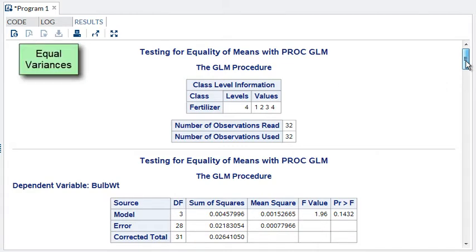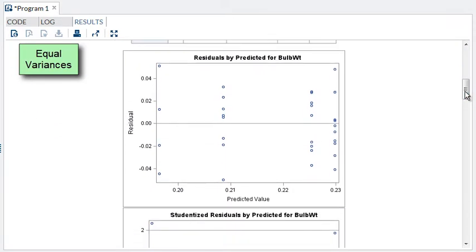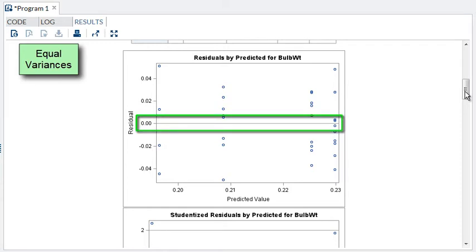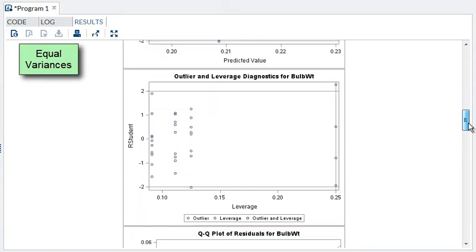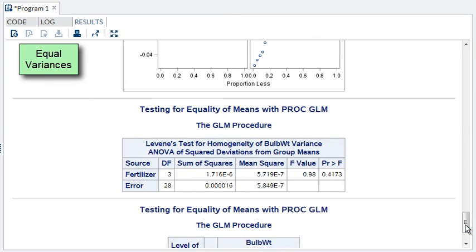To verify if the variances are equal across fertilizers, you can first examine the residuals by predicted plot. This plot helps you to see graphically if the equal variance assumption has been met. You don't want to see any patterns or trends, but rather you want to see a random scatter of residuals above and below zero for the 4 fertilizer groups. The plot looks good. You can examine Levene's test for homogeneity to more formally test the equal variance assumption.